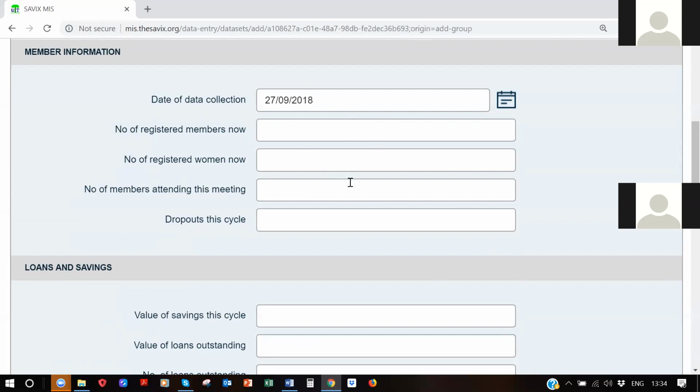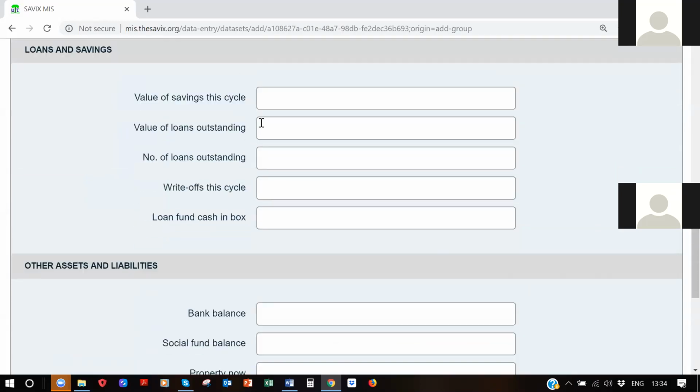We have number of registered members now is 23. Number of registered women now is 19. Number of members attending this meeting is 21. And dropouts are 0. Right, now value of savings this cycle is 175,000. Value of loans outstanding is 165,000. Number of loans outstanding is 4. Write-offs this cycle is 0.